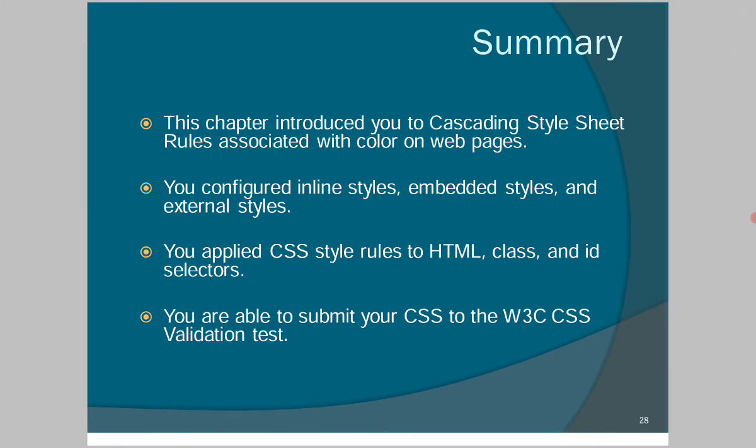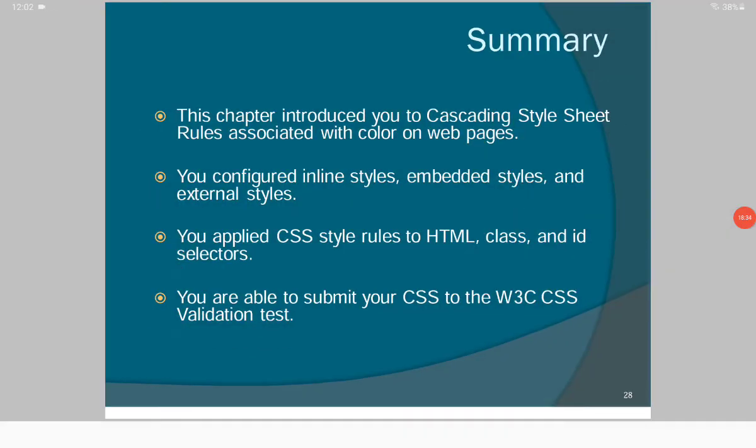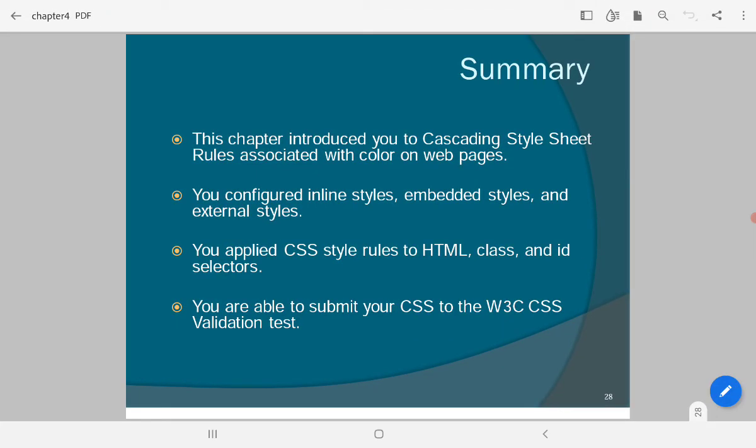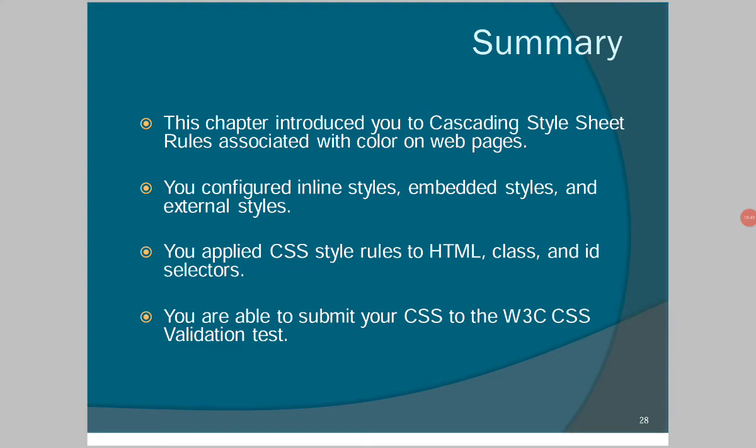So what is the summary of this PPT? What is the main summary of this PPT? This chapter introduced you to cascading style sheet rules associated with color on web pages. So how to use different colors, foreground and background colors, with CSS rules.